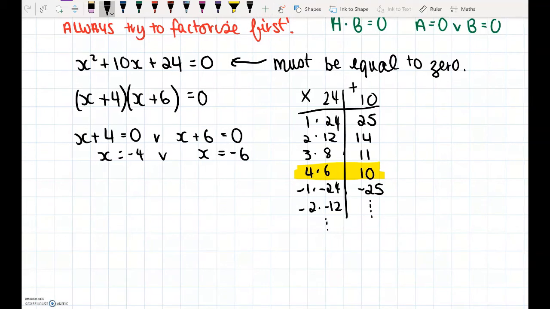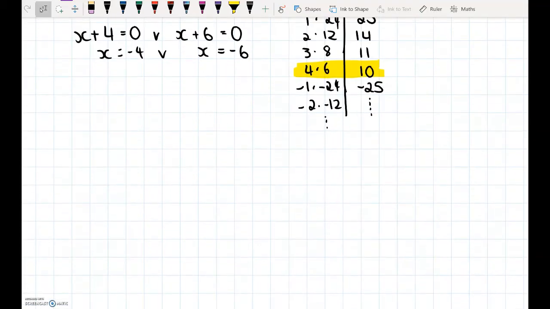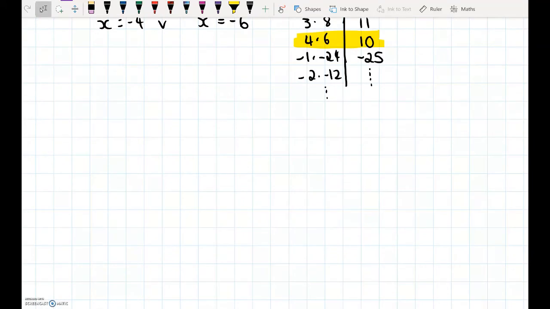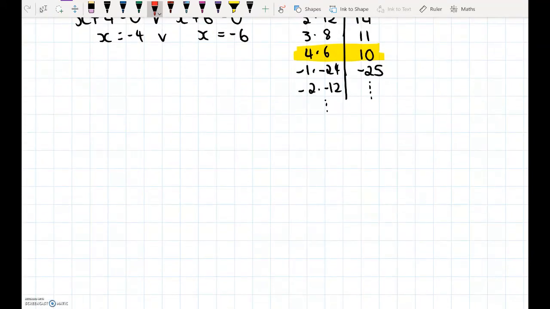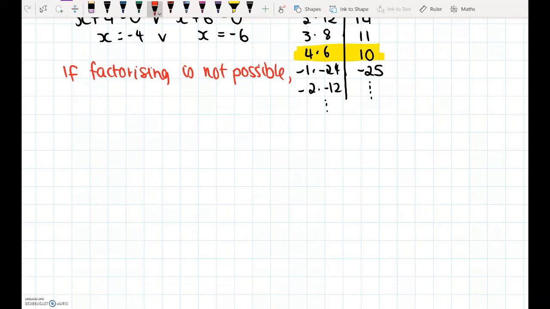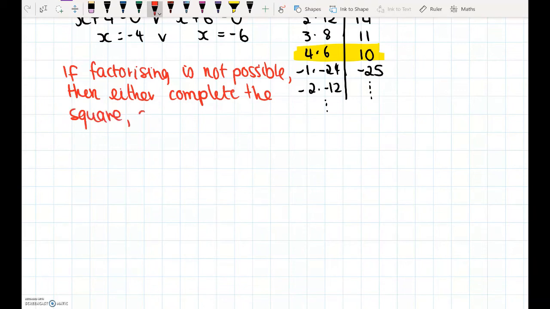If you can't factorize, that's when you need to look for other options, okay? So we have 2 other options. So if you can't factorize, if factorizing is not possible, then either complete the square or alternatively, you can also use the quadratic formula.